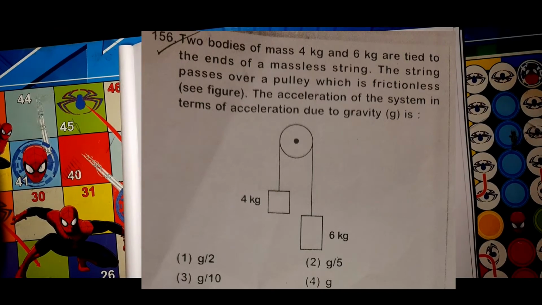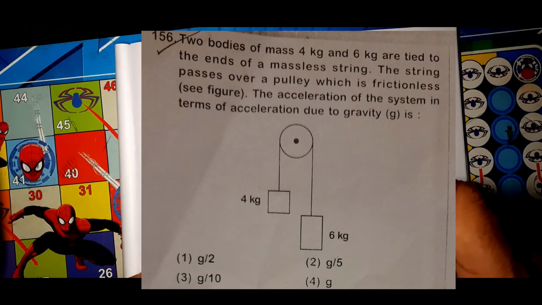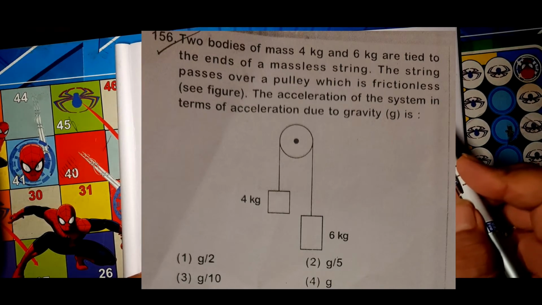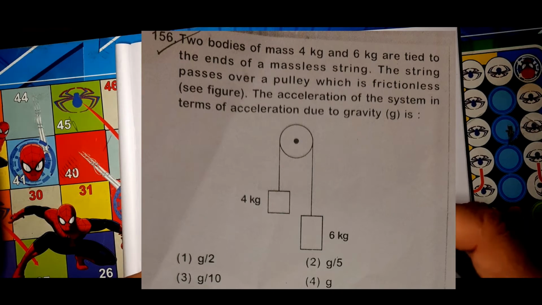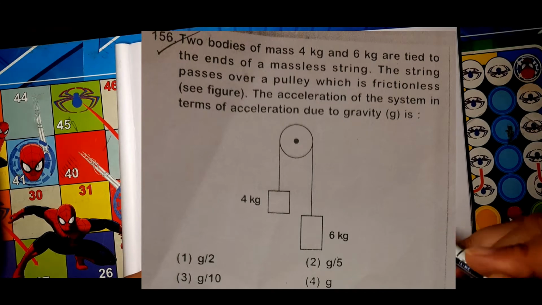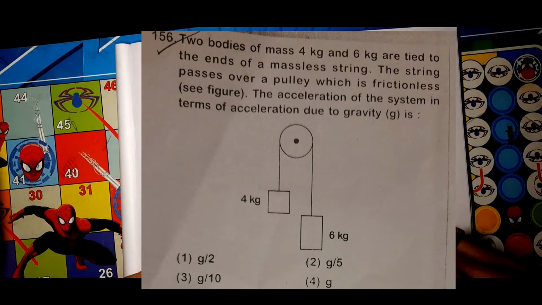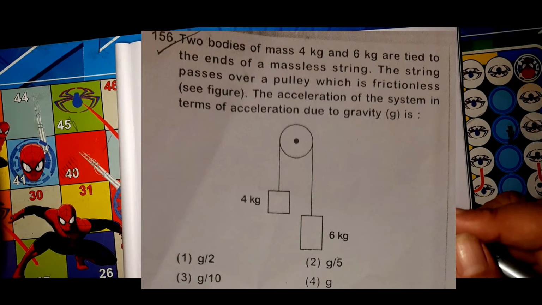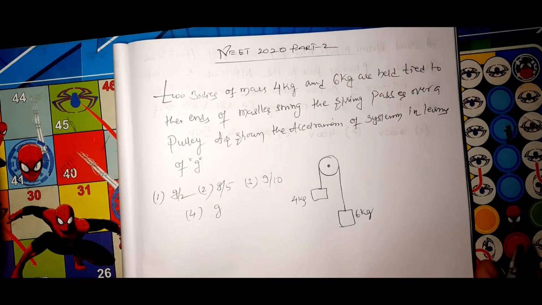See this question. Two bodies of mass 4 kg and 6 kg are held tied to the ends of a massless string. The string passes over a pulley as shown in the figure. Find the acceleration of the system in terms of g. Here there are 4 options given.